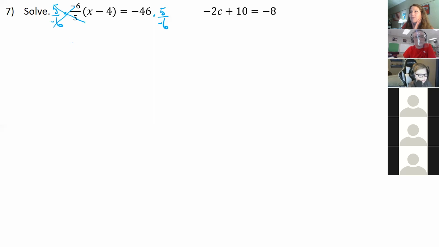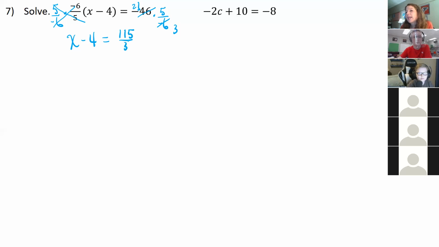All right, so now these cancel each other out. Bye-bye fraction. We're left with x minus 4 equals, and then first of all, a negative times a negative is a positive, right? We could simplify before we multiply. We could divide these by 2 and we get 3, and this by 2 and get 23. We could do that. And then when we multiply straight across, we get 23 times 5, which is 115 over 3. Now what do I do?